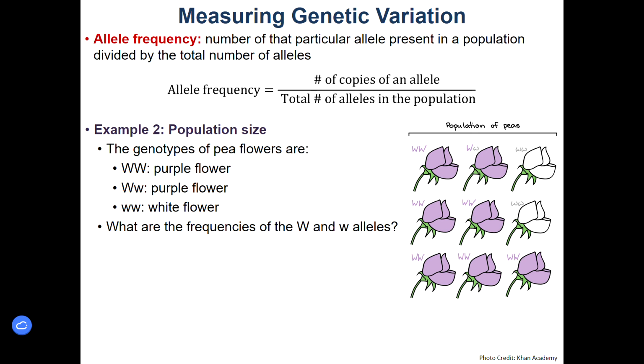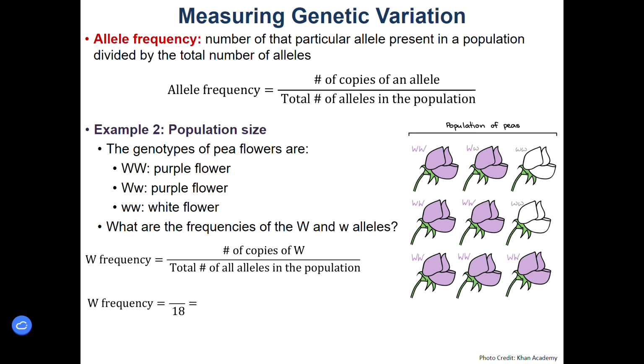All right. If we want to start with the big W, we want to use this equation. The big W frequency is equal to the number of copies of big W divided by the total number of alleles in the population. The first thing we need to figure out is how many total alleles there are. How many individuals do we have in this population? 9. How many alleles does each individual have? 2. So how many total alleles do we have in the population? 18. You're halfway there to the answer. Yay. So we have 18 alleles in our population total.